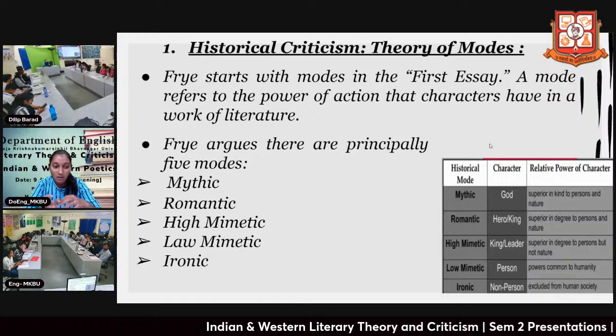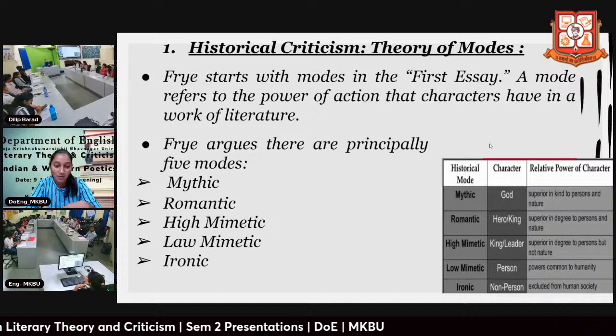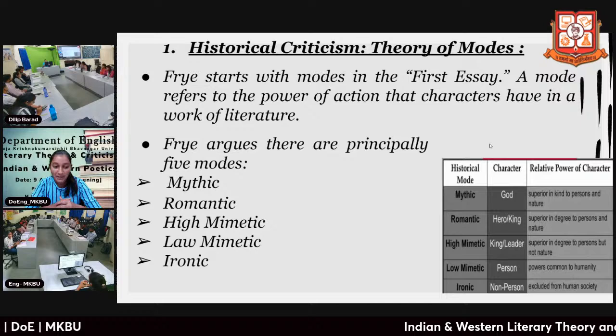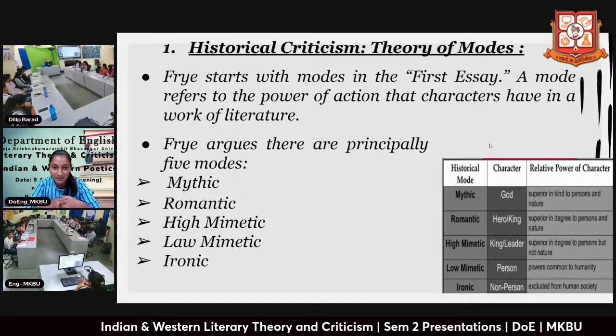High mimetic reflects the king or the leader of a story, and low mimetic reflects the normal person of the story or work. Ironic reflects a person who is also unknown in the work or in any kind of literary work.